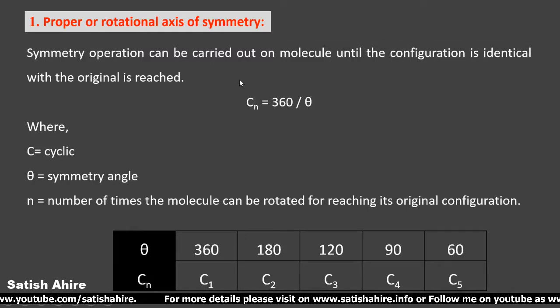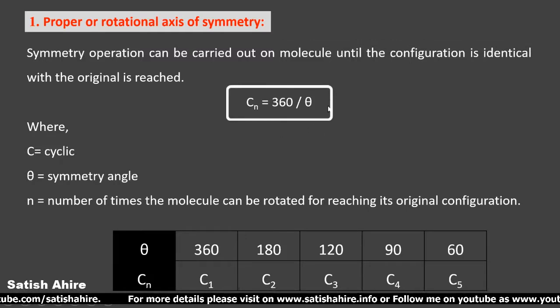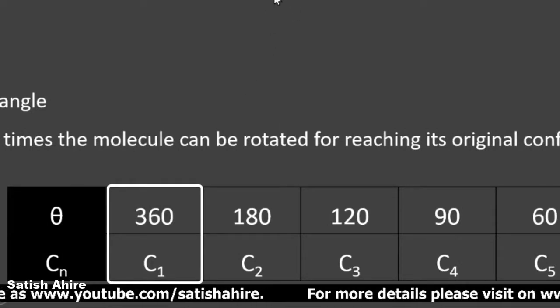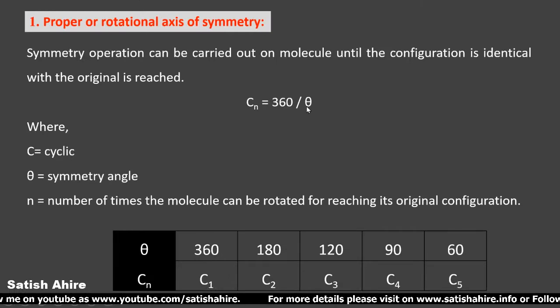The formula for the principal or proper rotational axis of symmetry is Cn equals 360 divided by theta, where C is cyclic, theta is the symmetry angle by which the molecule is rotated, and n is the number of times the molecule can be rotated to reach its original configuration. If we rotate any molecule by 360 degrees, then 360 divided by 360 gives the value 1, and therefore C stands for cyclic and this 1 represents rotation through 360 degrees.